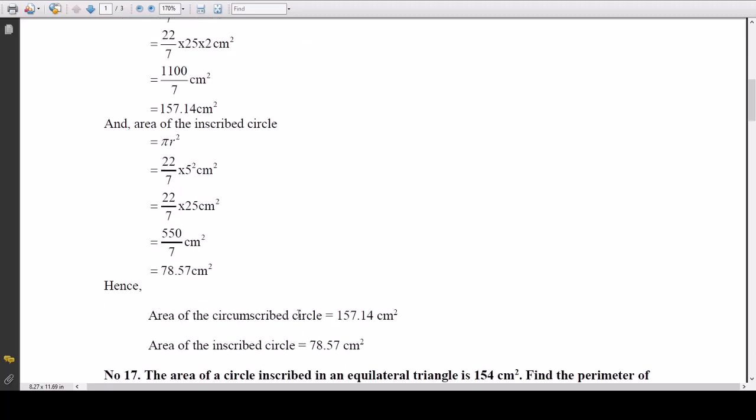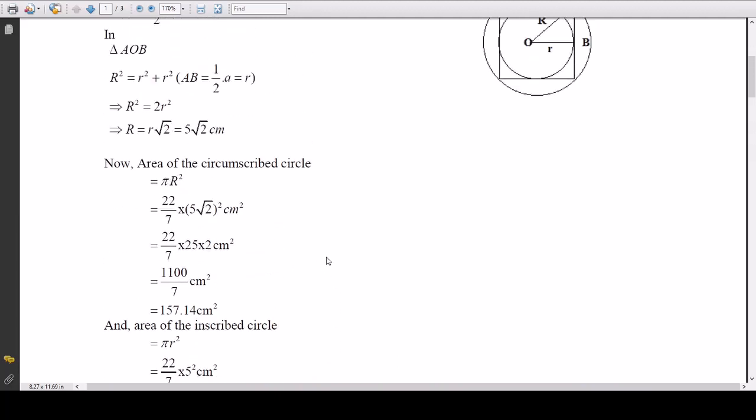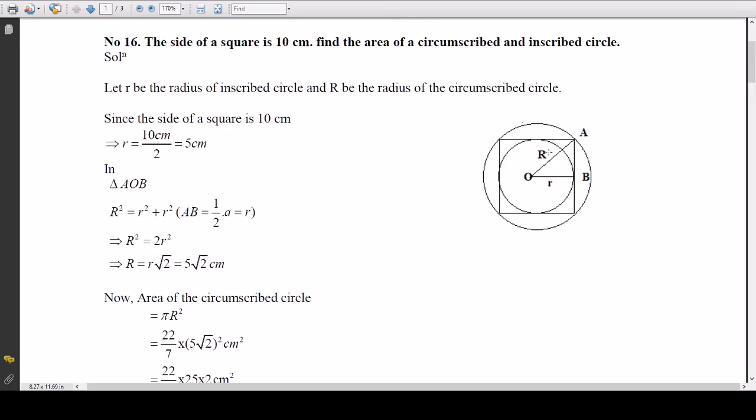Hence, the area of the circumscribed circle is 157.14 centimeter square, and the area of the inscribed circle is 78.57 centimeter square. Clear? Now, the only thing that you have to remember here is that the question asks us to find the area. To find the area of a circle, you need the radius. For the circumscribed circle, you need to find its radius, and for the inscribed circle also you need to find the radius of this smaller circle.